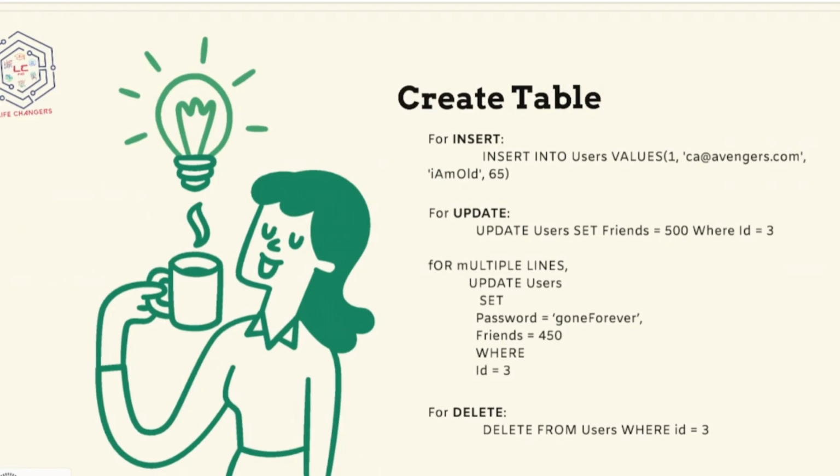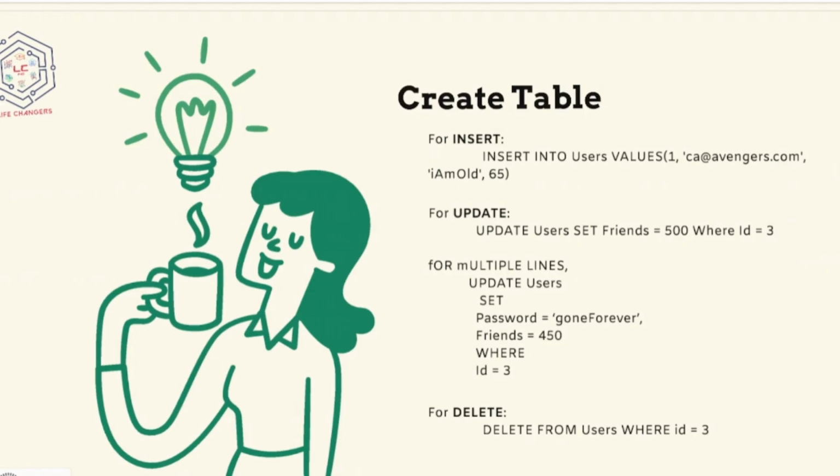You have to do three more things. Write the keyword values, provide all the column data inside the parentheses, then separate each column data by a comma. Okay, don't forget to separate each column data by a comma.